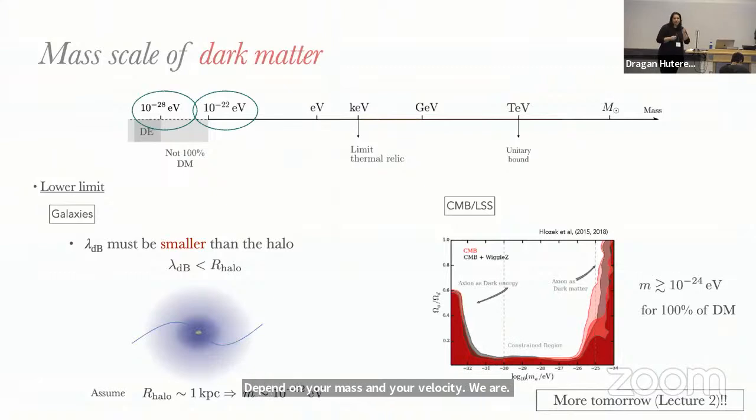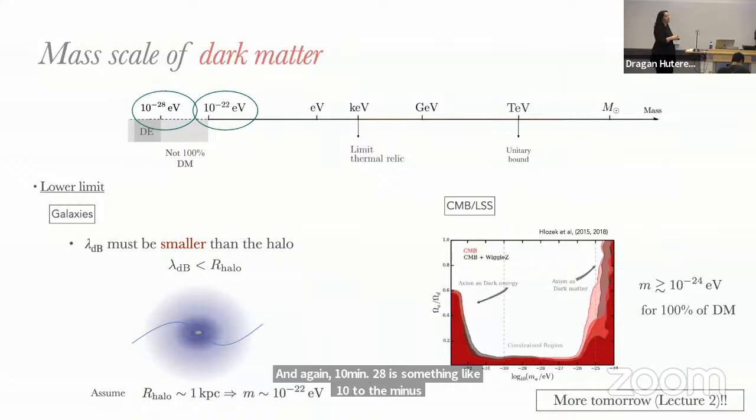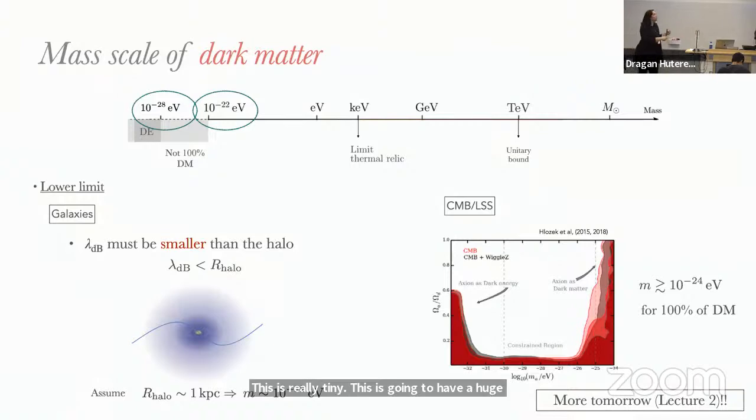We have high mass, so the de Broglie wavelength that describes us is tiny. But if I have something really light, like 10 to the minus 22 eV, and again, 10 to the minus 22 eV is something like 10 to the minus 57 kilograms, this is really tiny. This is going to have a huge de Broglie wavelength. So huge that it has a size of kiloparsec. Again, parsec is a measure that we use a lot in cosmology and astrophysics because it's something big. So a galaxy like ours, the Milky Way, is of the size of around 200 kiloparsec. Dark matter is described by a wave which is of the size of kiloparsec. So it's of the size of the galaxy.